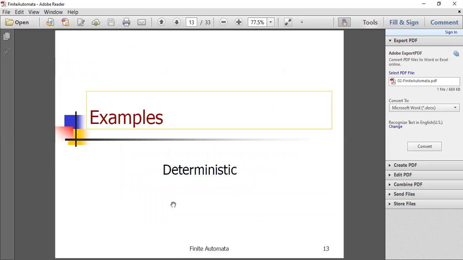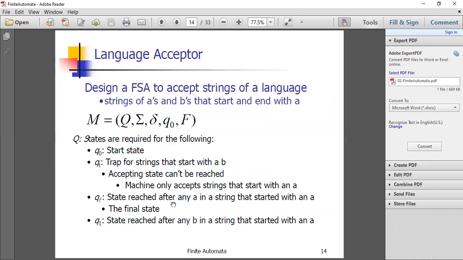So we can see the examples here. What is this DFA? It has a start state and QT. QT is a trap state for the strings that can start with A and B, an accepting state that cannot be reached. QF state is the final state of the transition diagram.